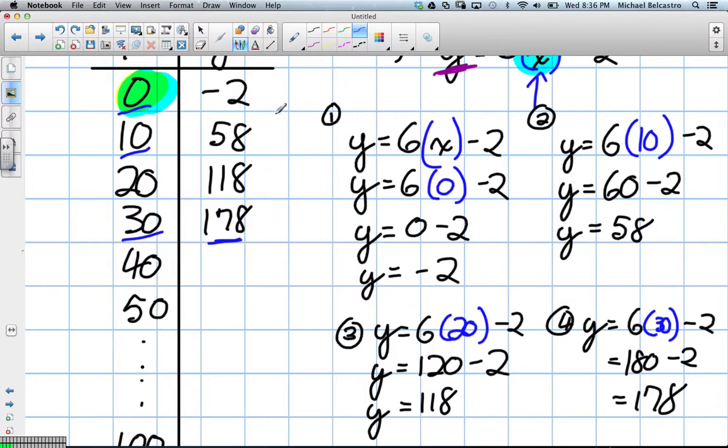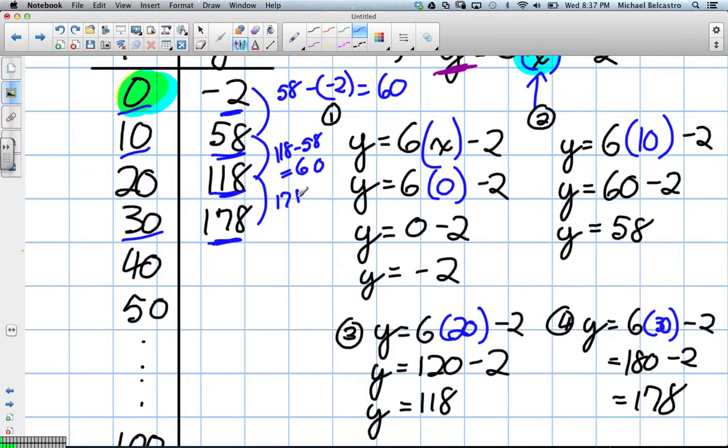How did I get that? Well, what I did is I figured out what this was increasing or decreasing by. It's called the first difference. I figured this out by going 58 subtract negative 2. Not an easy thing to do mentally. But 58 subtract negative 2 is like adding 2, so it ends up being 60 if you plugged it in your calculator. Then I'll do the next pairing. Let's do 118 subtract 58. That ends up being 60 also. Let's do 178 subtract 118. Turns out to be 60.